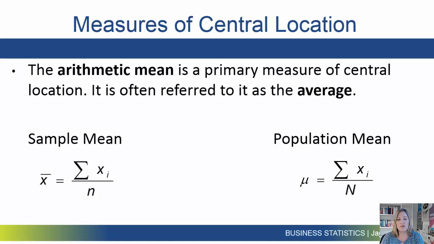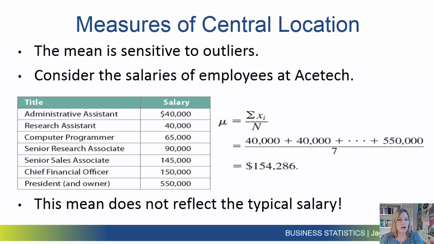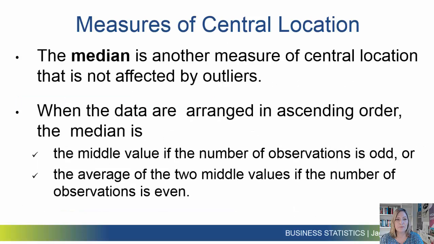As you can see, the mean is sensitive to outliers by the very nature of the calculation, where we are calculating and adding up all the values. For this reason, we often report the median when our data set has outliers. Here is an example of a mean calculation with the inclusion of an extreme value or outlier. As you can see, the mean is calculated as 154,286, but looking through the data, this does not typify the centre of the data.